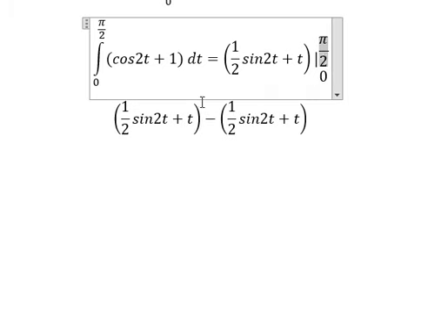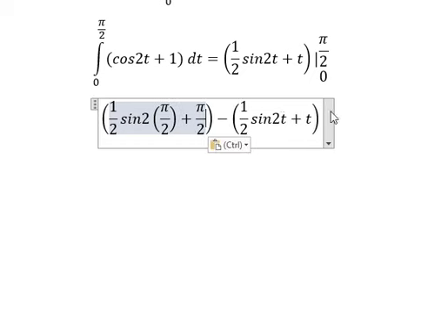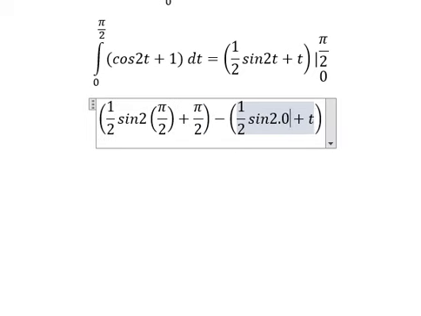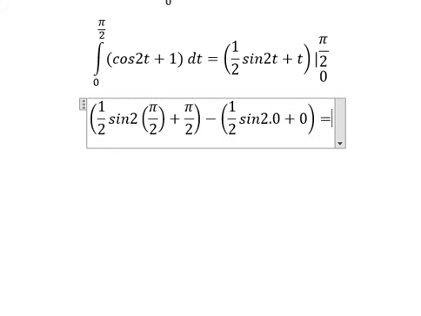So I will put b over 2 in here, and here number 0 in here, and here. Now we got the final answer, and that is b over 2.